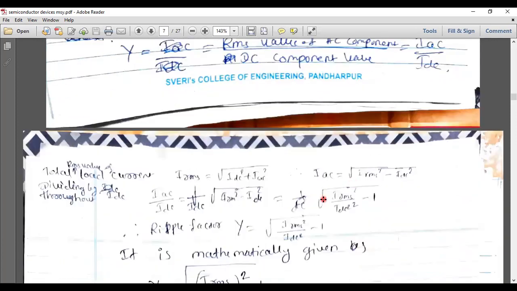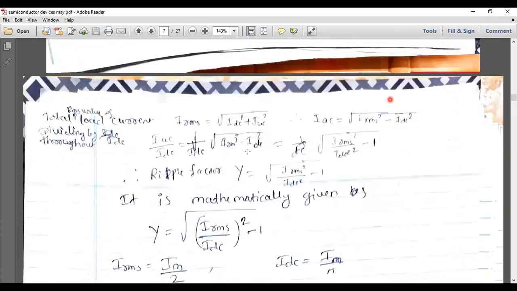So by doing that, they have considered IRMS equal to, and all the things they have written. So actually the formula for the ripple factor is equal to square root of IRMS square divided by IDC square minus 1. Why did you get this one here?